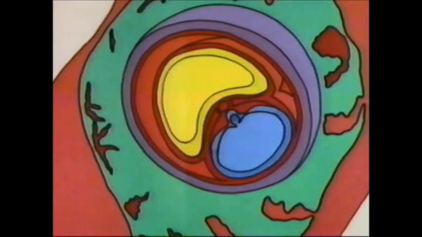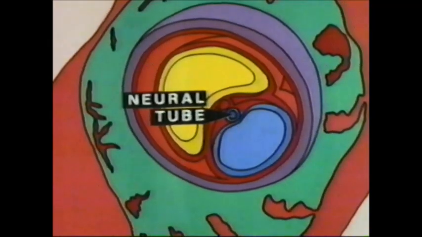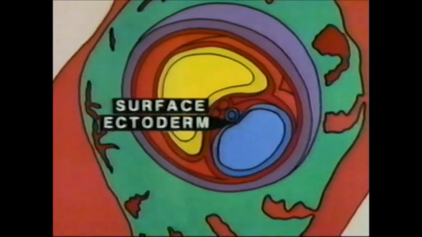Remember that you are viewing this process here in cross-section at a point about halfway down the back. Once the folds have made contact, they fuse, closing off a tube of ectoderm below the surface. This is the neural tube, and it will form the central nervous system. The surface ectoderm above the neural tube will form the skin of the embryo's back.